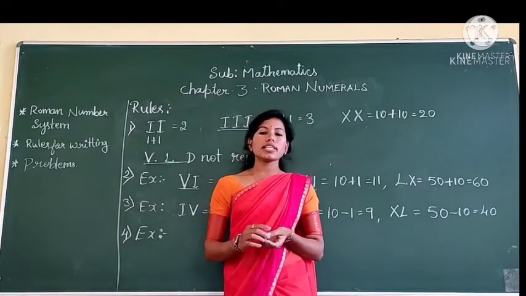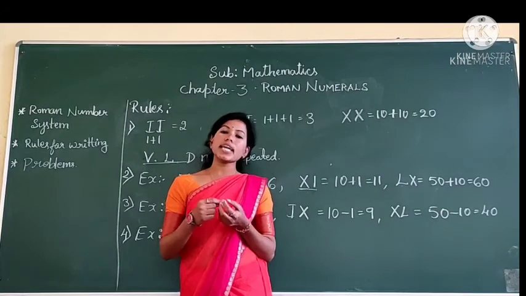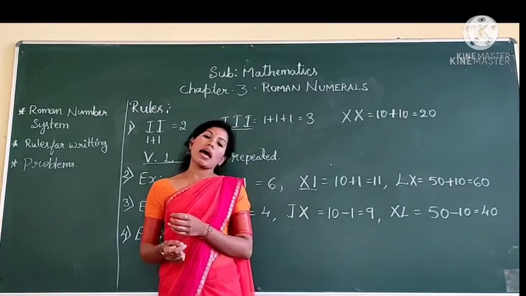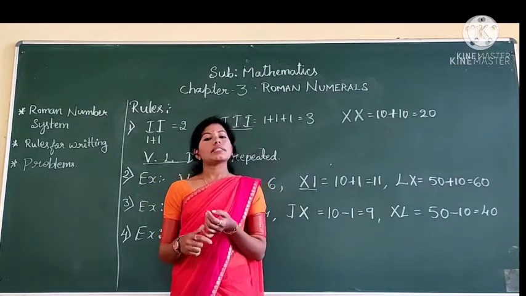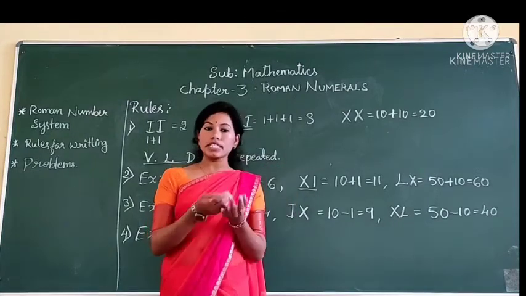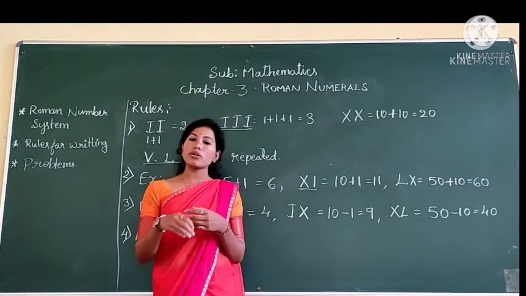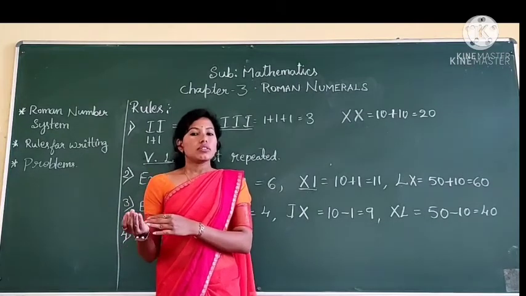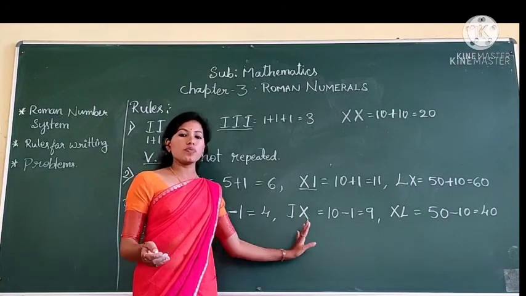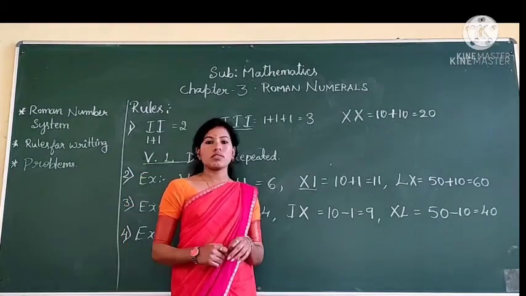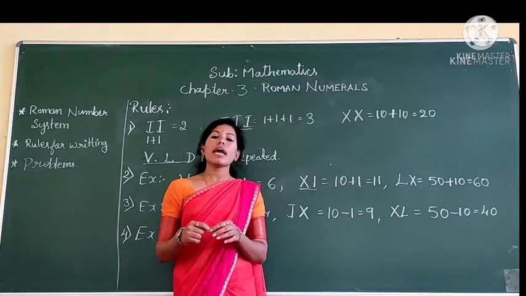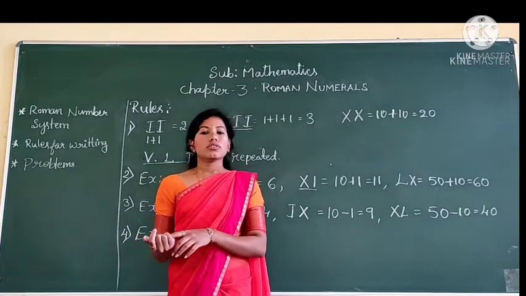Now come to the next rule. For numbers greater than 10, we first write the numbers in groups of tens and ones and then form the Roman numeral for the given number. If they give the numbers in Hindu Arabic numerals, then we have to convert that into Roman numerals. We have to write the tens group first and after that the ones group.